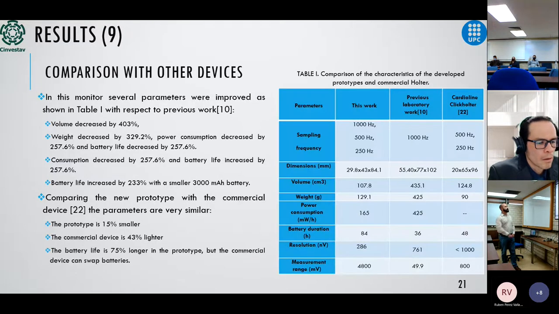So, now, this device we compare with previous laboratory work and commercial devices. When we compare with the previous laboratory work, we can see that the majority of the characteristics are superior. If we compare with the commercial device, we can see that the characteristics are very similar.